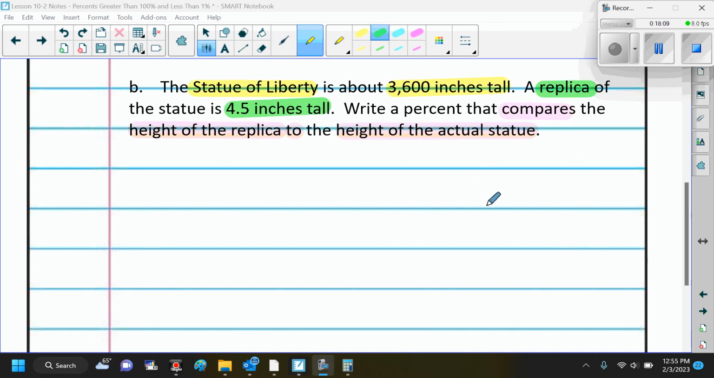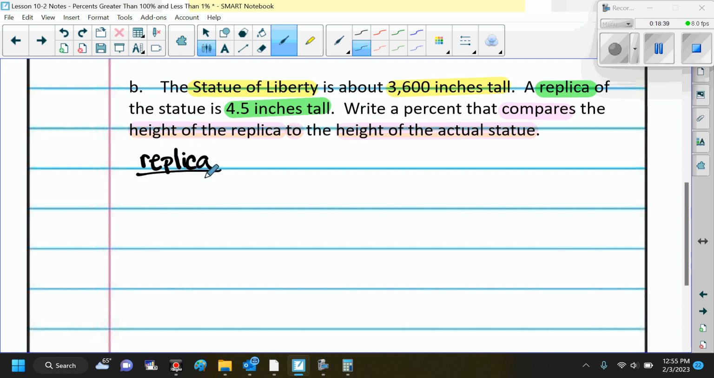So here's our important information. We are going to compare the height of the replica to the height of the actual statue. So it says up here the actual statue is 3,600 inches tall, and then the replica is 4.5 inches tall. So first thing we want to do is set up our ratio. So we are comparing, and we're going to write down what we're comparing, the replica to the actual.